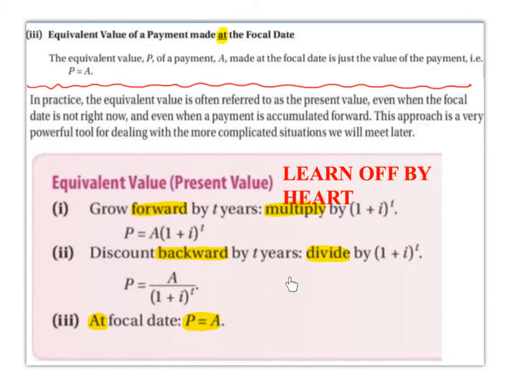So here we have a summary, and you should really learn these off by heart. So equivalent value or present value. So grow forward by t years, we multiply by (1 plus i) to the power t. So our formula is P equals A times (1 plus i) to the power t. If we're discounting backwards by t years, we divide by (1 plus i) to the power t. So our formula is P equals A divided by (1 plus i) to the power of t. And if we're at the focal date, then P is equal to A. They're just the same.